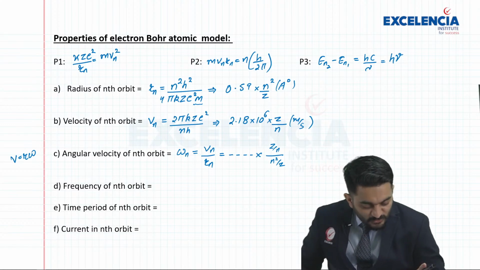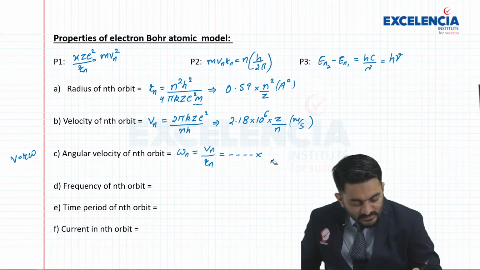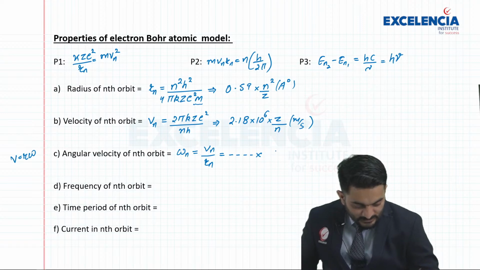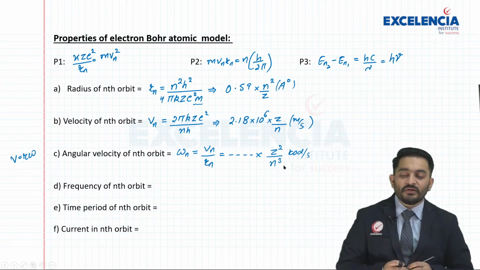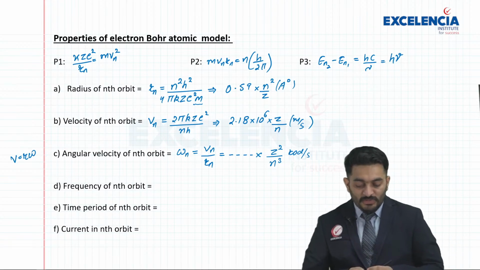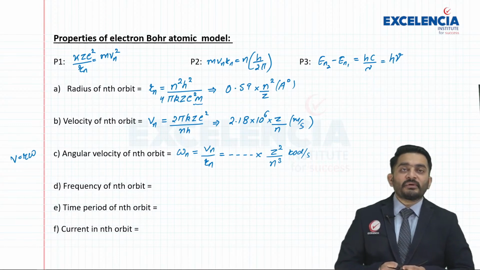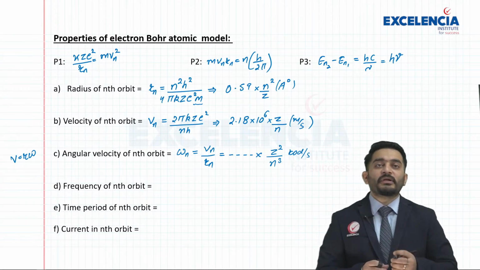So there should be no problem if I write it as z square by n cube radian per second. This is the relation of angular velocity, which can be defined with the help of atomic number and the orbit number.